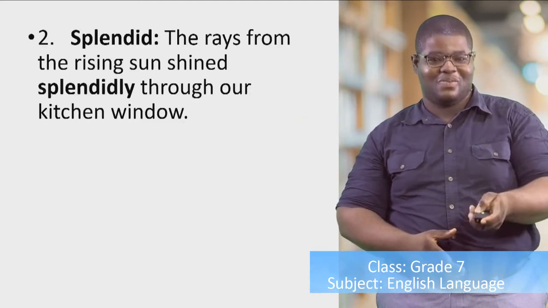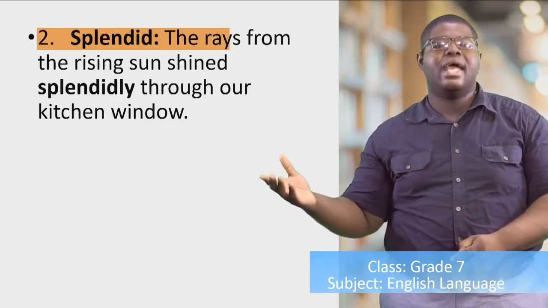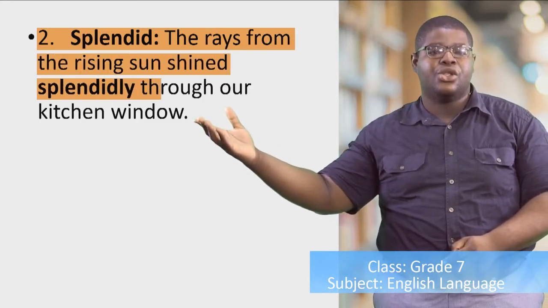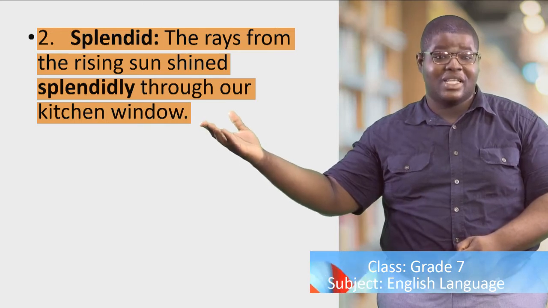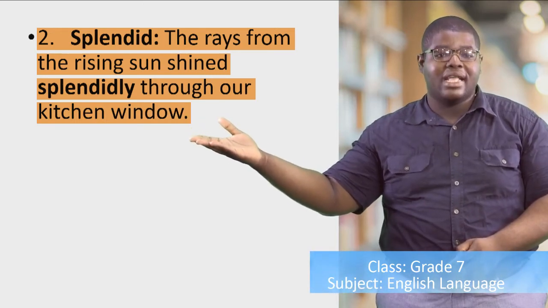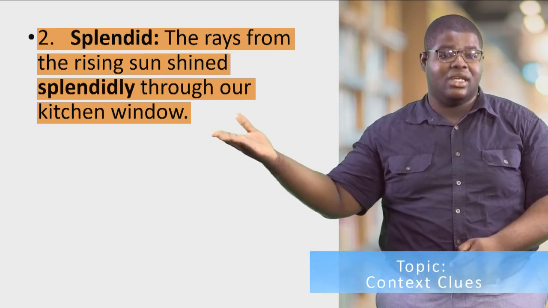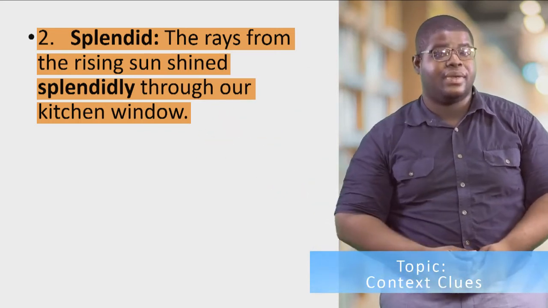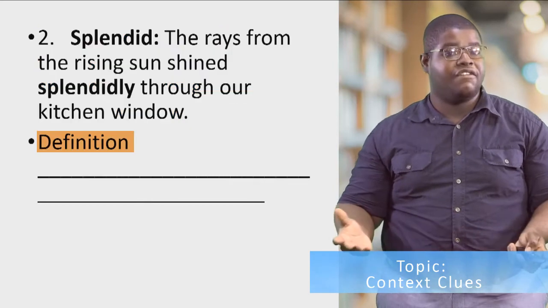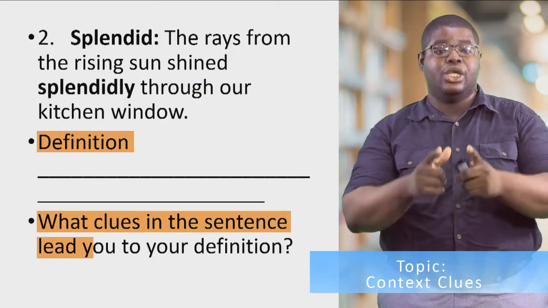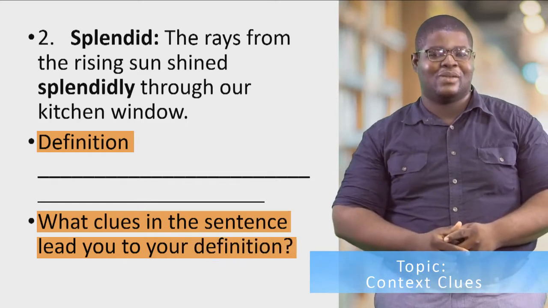Let's do number 2. The rays from the rising sun shine splendidly through our kitchen window. Let's go again. The rays from the shining sun shine splendidly through our kitchen window. Are we going to do the same thing? The definition and what clues in the sentence led you to your definition. Go ahead.